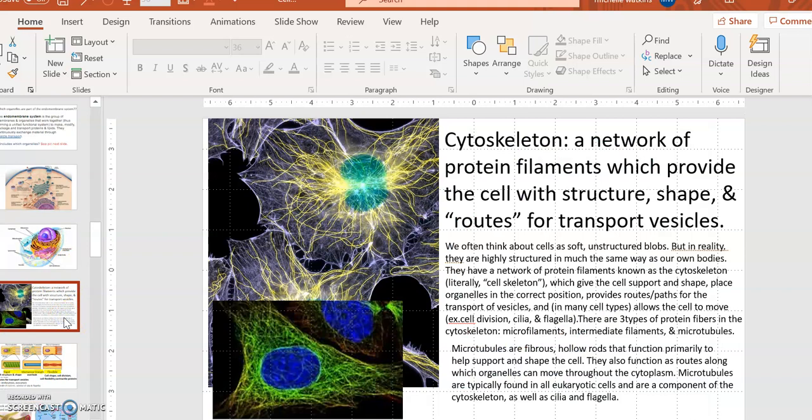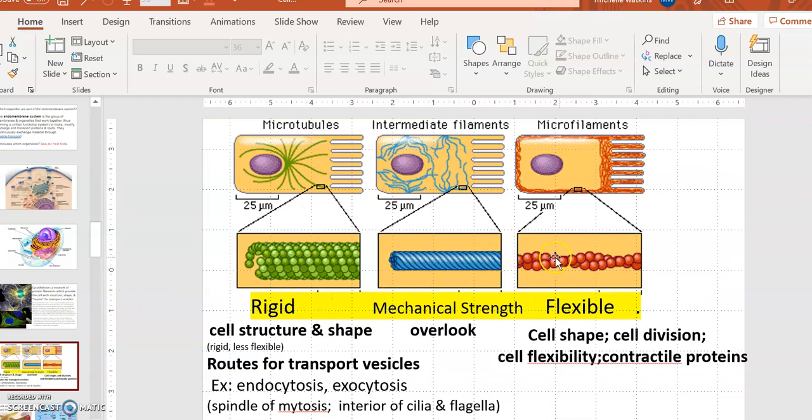Okay, here we go. The cytoskeleton is a network of protein filaments. And there are 2 types of protein filaments we're going to learn about, which provide the cell structure, shape, and routes for transport vesicles. Okay, so the summary is protein filaments provide cell structure, cell shape, routes for transport vesicles. By the way, these are real photographs. They put pigments which bond with certain proteins in certain ways to highlight these protein filaments so you can see them. Okay, there are 3 types of protein filaments. We're going to ignore this one altogether. We're going to focus on the microtubule.